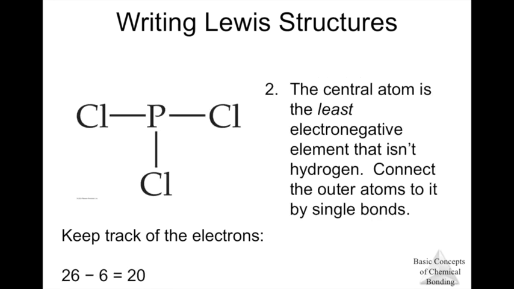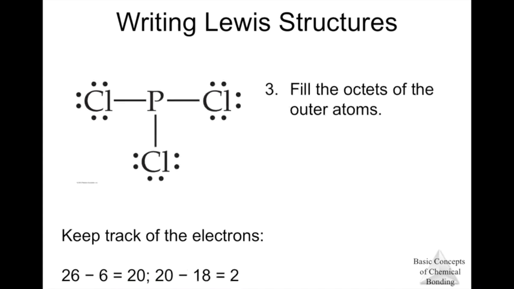The central atom, the one that we're going to put in the center, is always going to be the least electronegative element, as long as it's not hydrogen. So that's the one we would put in the center, and we connect everything else around it with single bonds. So if we do that, we've got our phosphorus here, we put in our chlorines. These lines each represent 2 electrons, 2, 4, 6. So 26 minus 6, now we have 20 electrons left to assign to our Lewis dot structure.